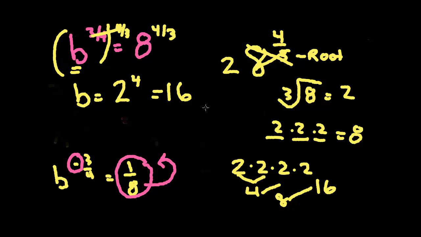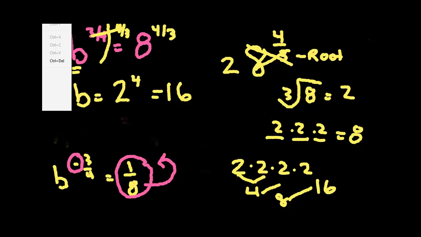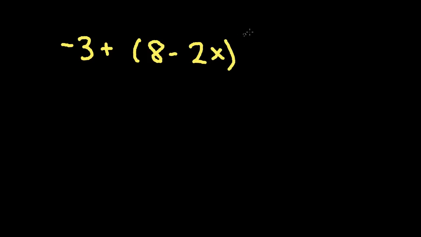All right, let's do one last problem here. Let's do negative 3 plus 8 minus 2x to the 5/4 equals 29. Now you might want to go ahead and pause the video at this point in time and see if you can do this on your own, and then come back and you can check and see if you did it right.